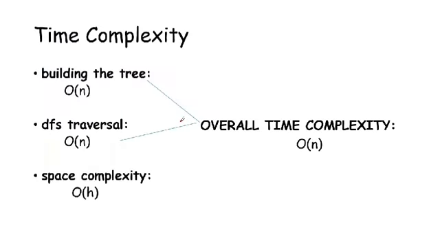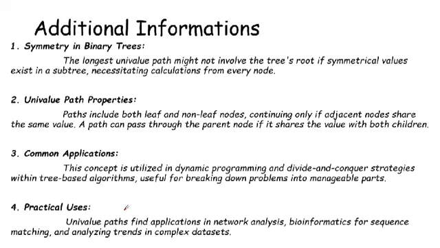Next, we are going to see the time complexity of this function. For building the tree, the time complexity is order of n, and for DFS traversal, the time complexity is order of n. So the overall time complexity of this problem is going to be order of n, where n represents the number of nodes. Space complexity is order of h, where h represents the height of the binary tree.